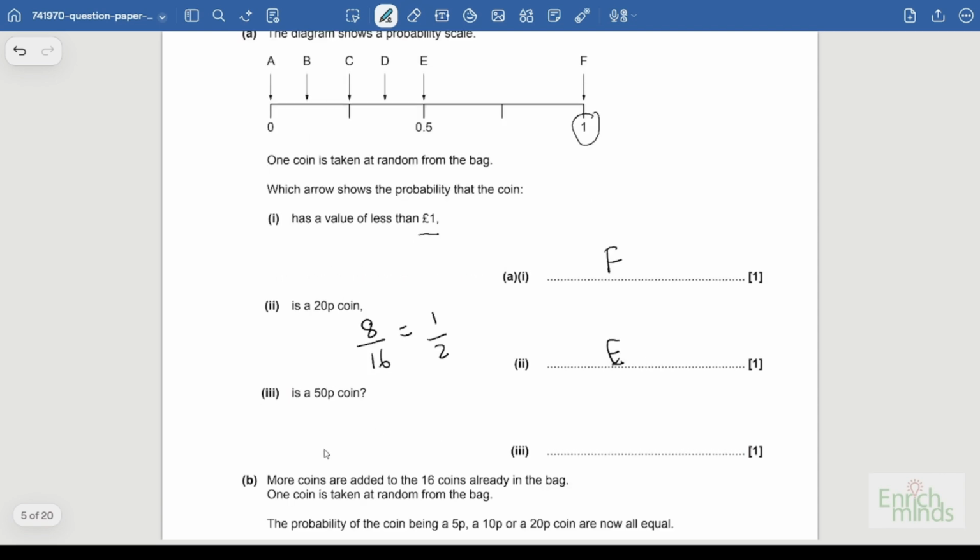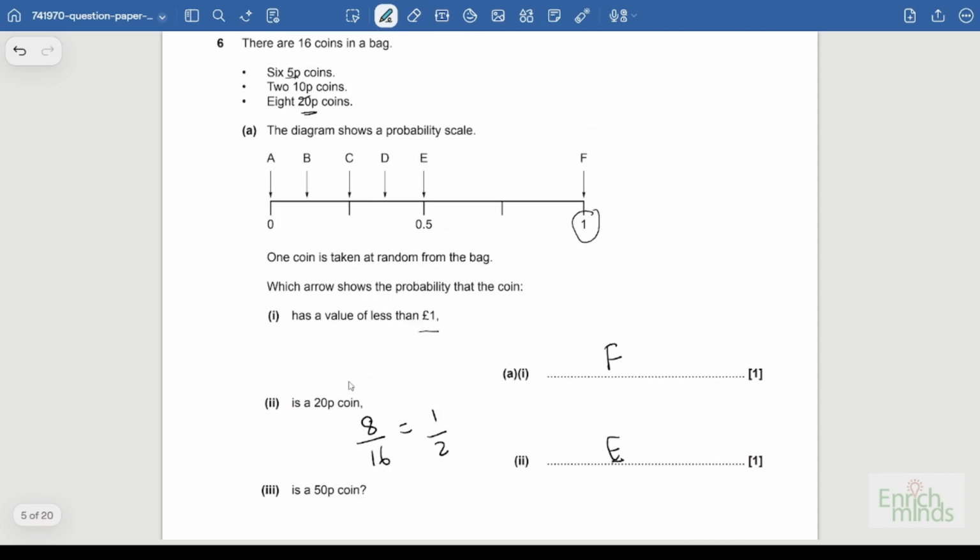What is the probability that it is a 50p coin? Have we got any 50p coins? We don't have any 50p coins. So taking a 50p coin is an impossible event. So the probability will be 0, for which the letter is A.